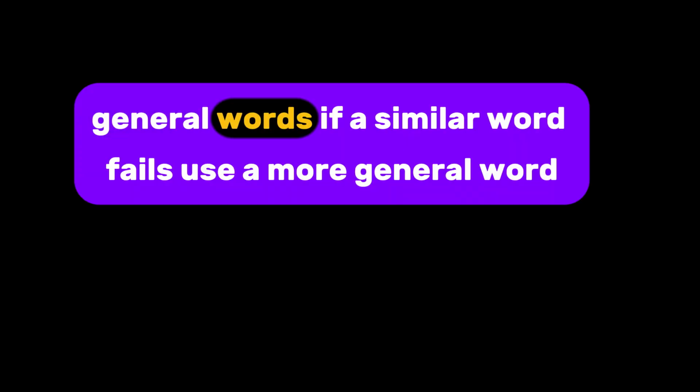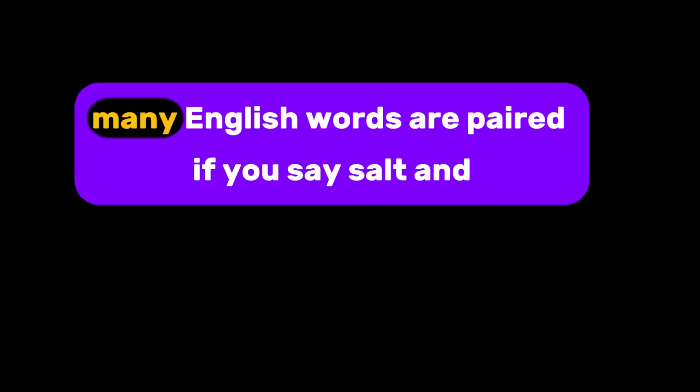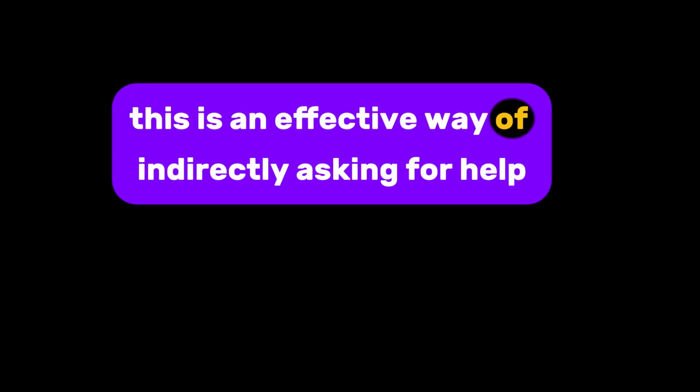General words. If a similar word fails, use a more general word. For example, if you can't remember sneakers or trainers, simply say shoes or sports shoes. Paired words. Many English words are paired. If you say salt and, most English speakers will fill the gap with pepper. This is an effective way of indirectly asking for help.